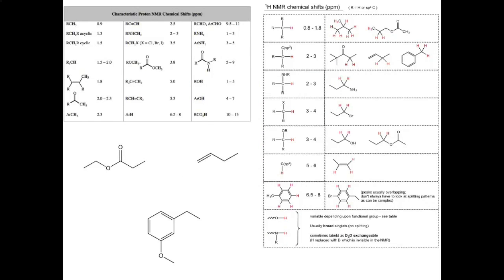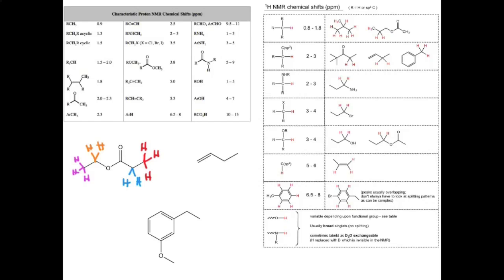Alright, so let's see if we can put this to use a little bit. What I want to do is just predict where the signals will appear, what the chemical shift will be. So we're going to go through the same exercise we did before. I'm going to label the equivalent and non-equivalent hydrogens. Here we have a set in red, a set in blue. This molecule is not symmetric, so we have another set of non-equivalent hydrogens in orange and then purple. So this structure would show 4 signals in the NMR.